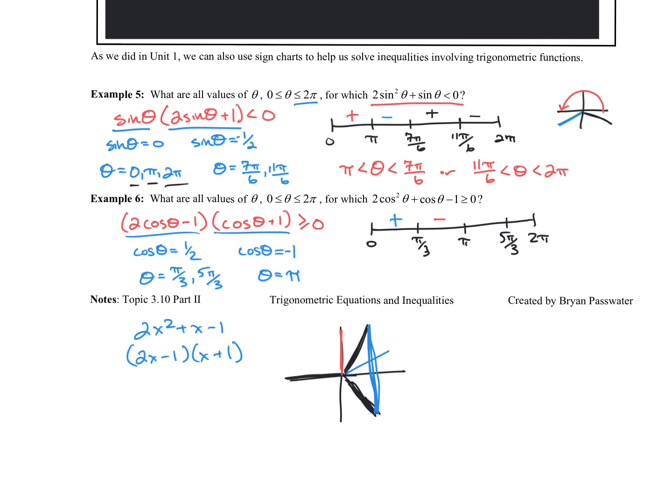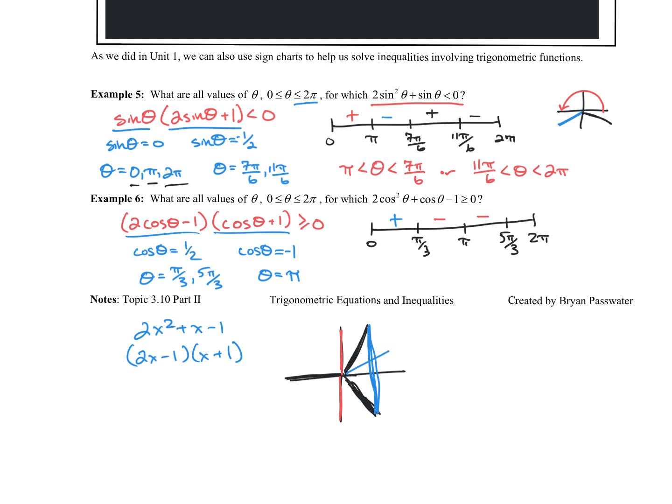Now I need an interval from pi to 5 pi over 3. Can I pick an axis again? Yes, I'm going to do an axis whenever I can, and I'm picking that one right there. So I'm going to pick 3 pi over 2. What's the cosine at 3 pi over 2? 0 again. So this is going to be negative, this one's going to be positive. So what do I get again? Negative.